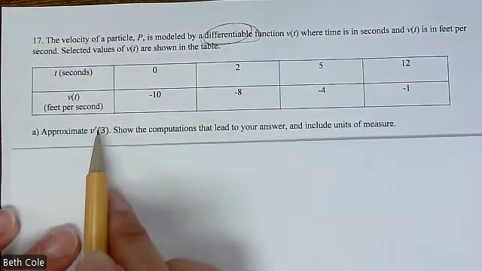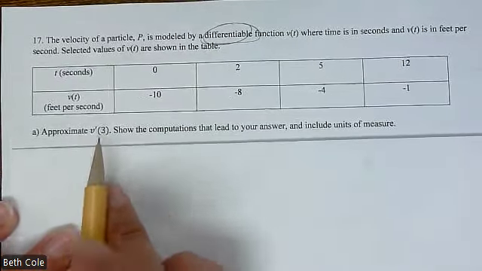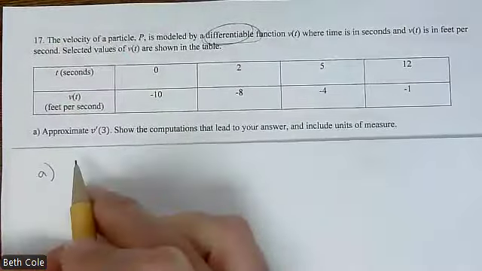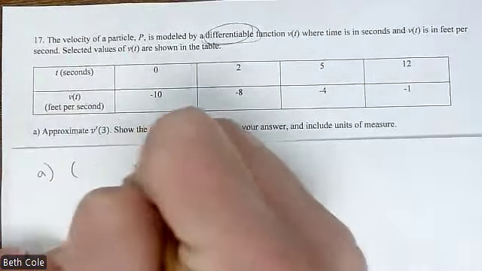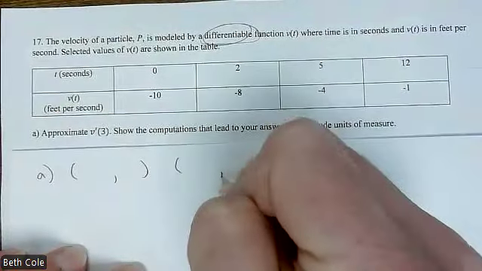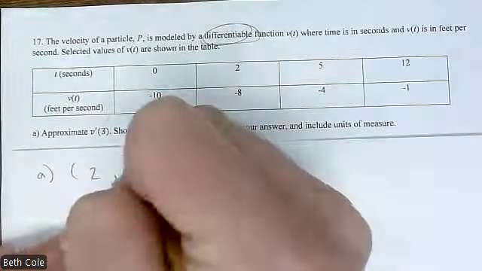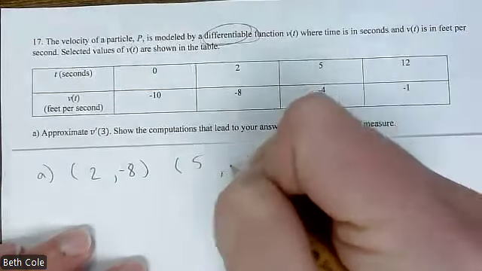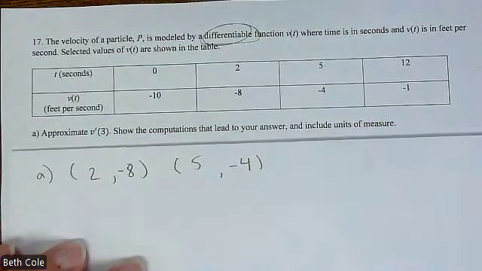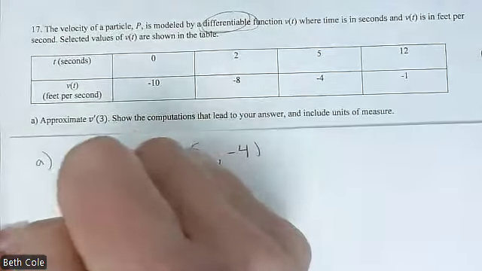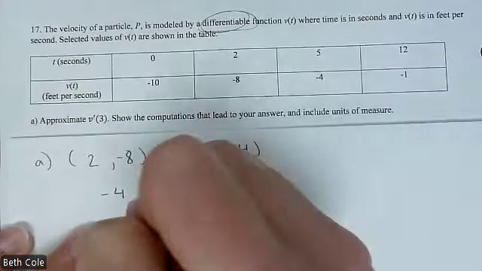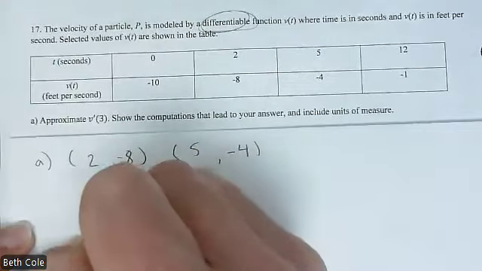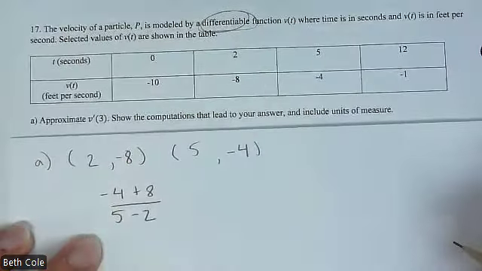Approximate v prime of 3. Derivative means slope. It is literally just a slope. Now for 3, which 2 points would you use? And do not be too proud to write them. 2 comma negative 8, 5 comma negative 4. If you mess up a slope, you are going to be sad. So then do your slope. It's going to be negative 4 plus 8, good, over 5 minus 2. For the love of my sanity, do not do anything to that.